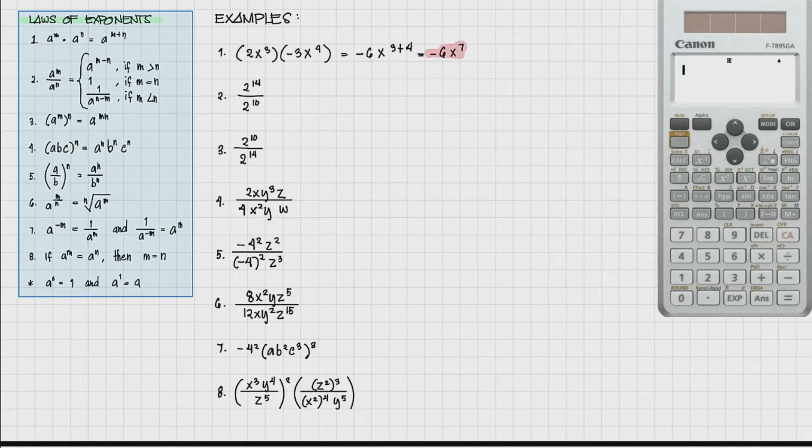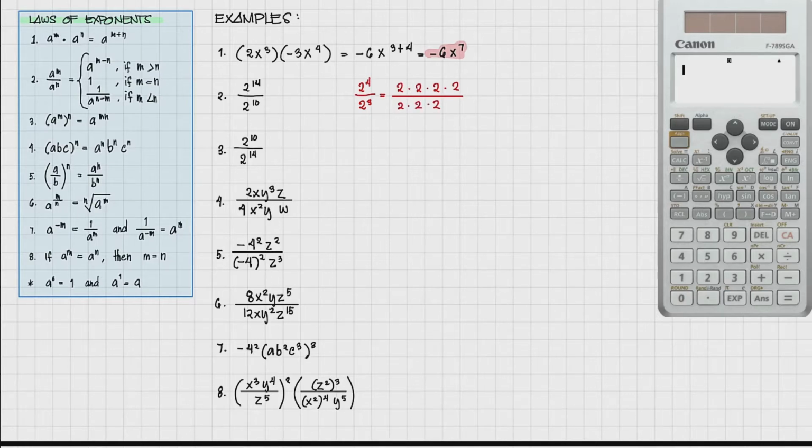And then for number 2, you have 2 raised to 14 divided by 2 raised to 10. So from this, you have m is greater than n, so what you're going to use is a raised to m minus n. But just to simplify things further, what I usually do is I just cancel everything out. For example, in this case, let's try 2 raised to 4 divided by 2 raised to 3. Now, I could rewrite this way: 2 times 2 times 2 times 2, and for the denominator, we have 2 times 2 times 2.